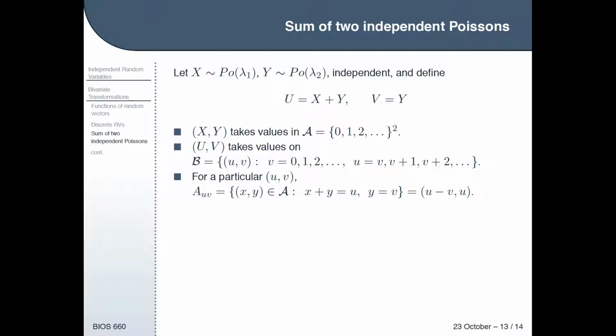So for some particular (u, v), the set of (x, y) that map to (u, v), all you have to do is invert this mapping and say that given (u, v), there's one and only one (x, y) that will map to this (u, v). It will be (u minus v, u).